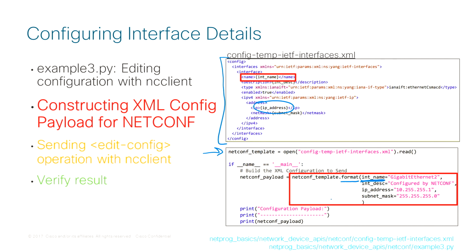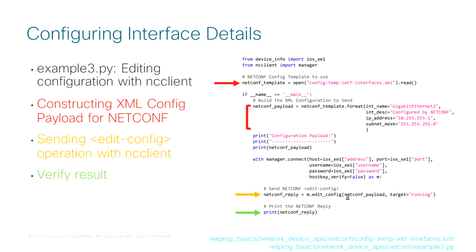So here I've got interface name inside of the format function equaling Gigabit Ethernet 2, and that links back to the interface name that was inside of the template, bracketed there as I've circled in blue and with the red box. Now once I've gone through and formatted and provided the name, the description, the IP address, the subnet mask, all of the information necessary to configure this interface, then I can move forward and have a complete version of the XML configuration payload necessary to make this change.